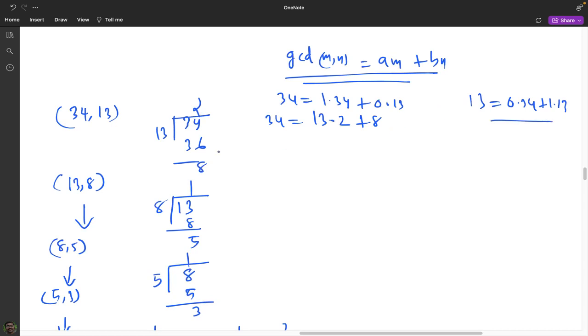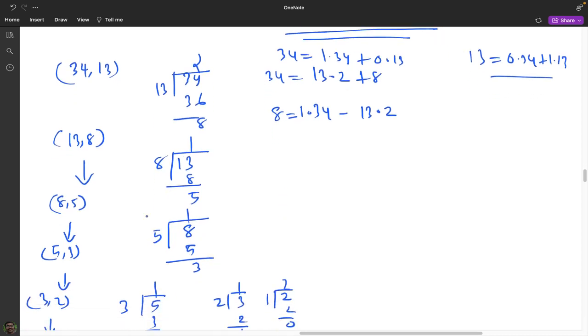Now the next number in the sequence was 8. 8 can be written as 34 minus 13 into 2. So you can see that 8 is written now as a linear combination of 34 and 13. Now the next number in the sequence was 5. So how will you write 5? Basically, you obtain 5 from this here.